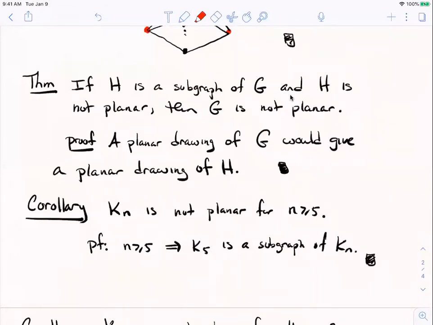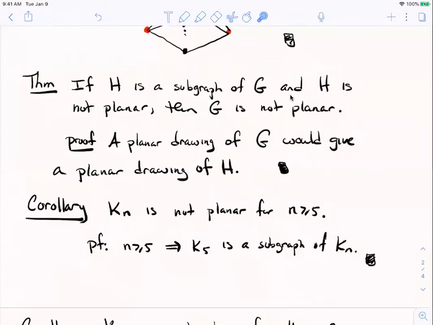So here's a little theorem that's not so bad to understand. If you take a subgraph of a graph G and it's not planar, then your graph can't be planar. That's kind of an obvious thing because any planar drawing of G would give rise to a planar drawing of any of its subgraphs. So if H can't be drawn planar, then you can't draw G planar, all right?